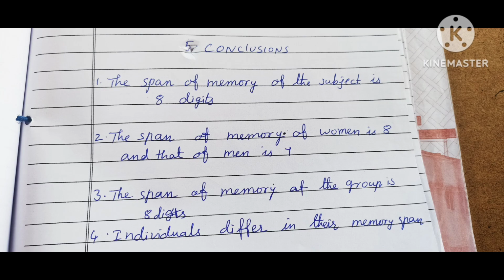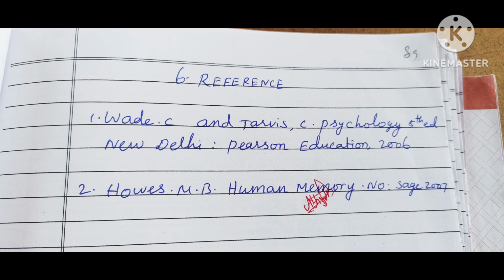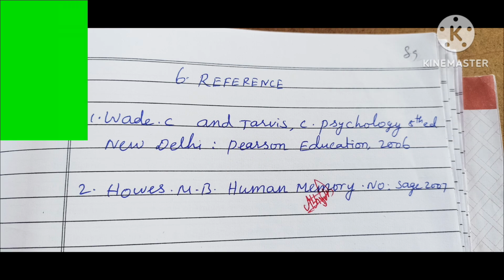There are 4 points in the conclusion. First point, the span of memory of the subject, where we have to write the digit. Second one, the span of memory of women and that of men. Third one, the span of memory of the group, mentioning the digit. Here the span of memory of the group is 8 digits. Fourth one is common: individuals differ in their memory span. The reference is given in the practical book. We have to write what they have given.